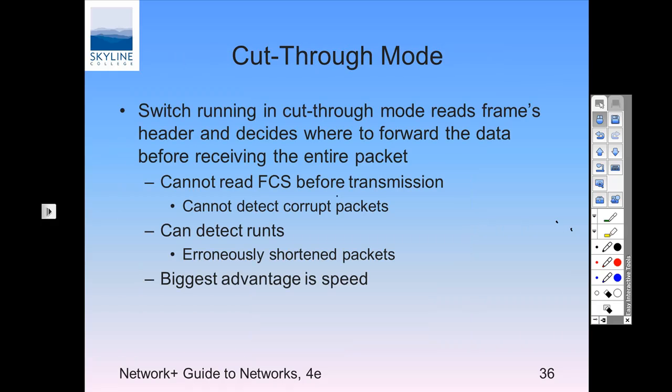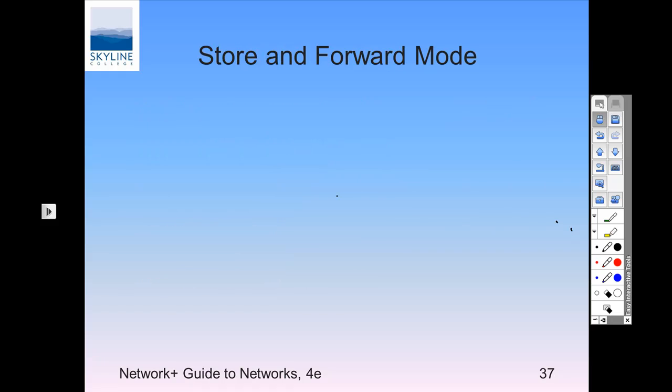The different switch modes, and I think we talked about this a little bit. A switch running in cut-through mode reads the frame's header and decides where to forward it. What it does is read until it finds the destination address and sends it there. Cut-through cannot read the frame check sequence before it transmits, but can detect runts. The biggest advantage is speed. A runt is a frame that's not big enough. We have runts and giants, which are two of the definitions of frame sizes.